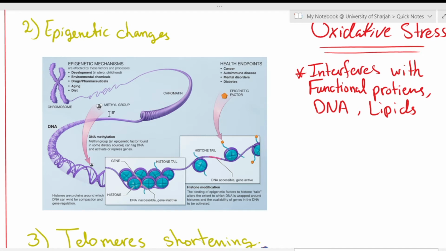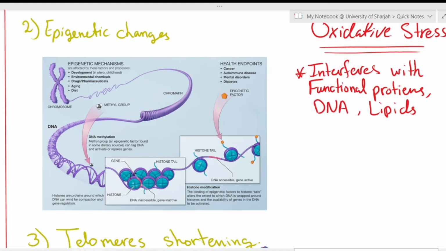So two examples we have of epigenetic changes are DNA methylation and histone modification. In DNA methylation, a methyl group goes and attaches to the DNA strand, a nucleotide, or a gene. This attachment will cause deactivation of the gene. So if there's a gene that wants to get transcribed, the methyl group will go and stick on it. So it's tagged now, and this DNA can be increasingly activated, or repressed, or deactivated.